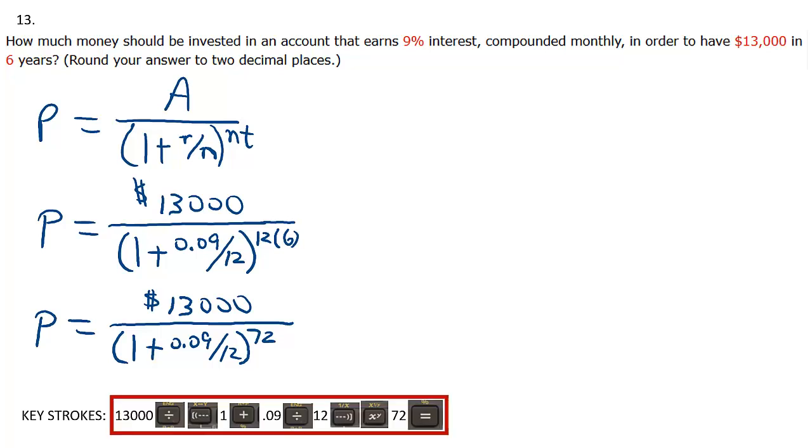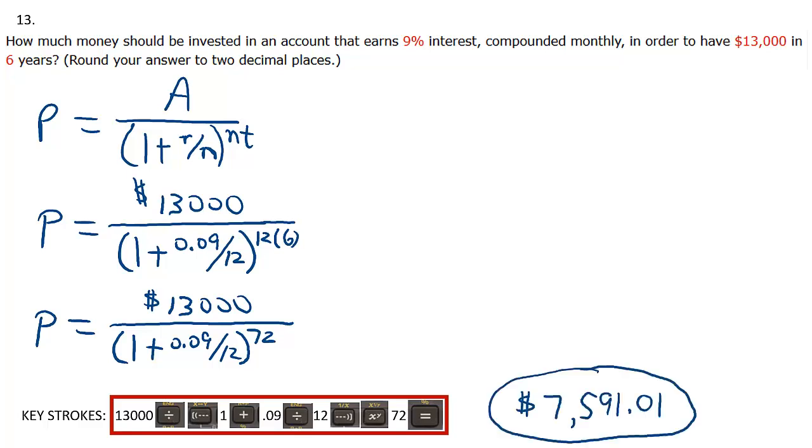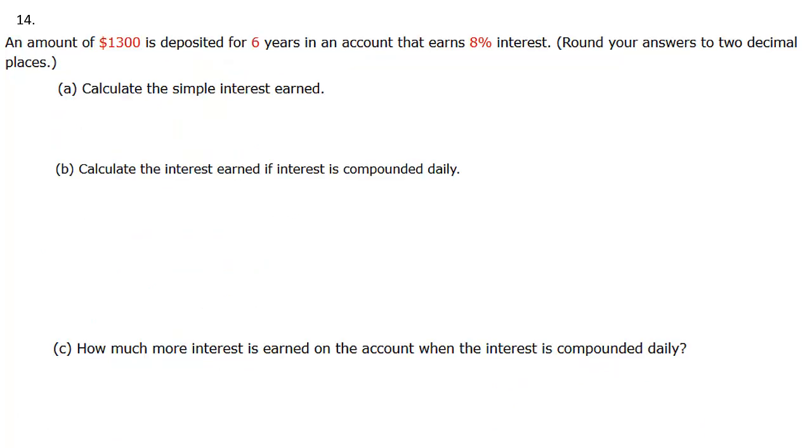Again, in some of the earlier problems, I've gone over the keystrokes more in depth, but I'll just put it out there. And when you do that, you get $7,591.01. If you want to know how much you should invest to end up with $13,000 in 6 years, you should invest $7,591.01.